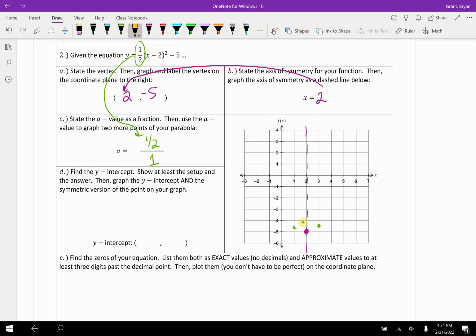Warning, if you go up 1 over 2, you will not get points that are on this parabola. They won't work. You'll see that shortly.